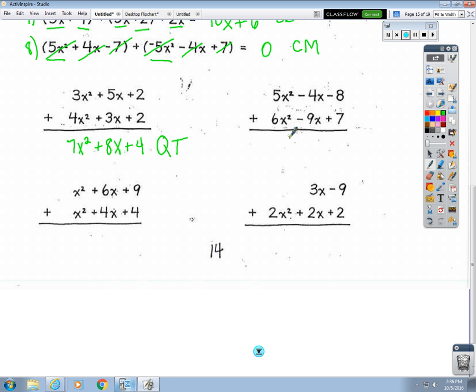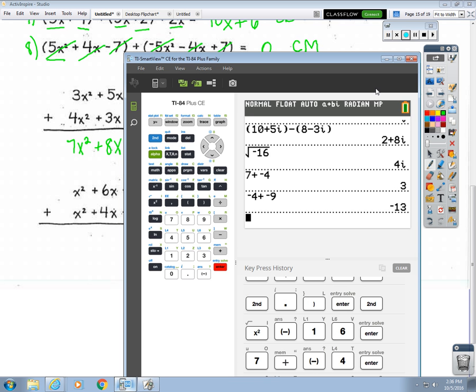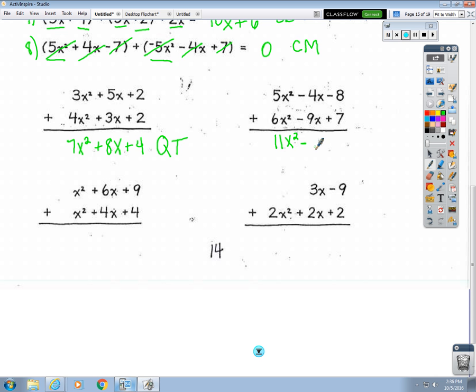Okay, the next one. What do you get when you combine the x squared terms? 11x squared plus 5x. Well, not plus 5x. No. Guys, type it in. Negative 4 plus negative 9. Yep, negative 13. So there's negative 13 x's. And then what's negative 8 plus a positive 7? Negative 1. What do you name it? QT. Okay, I want you to take a minute and go ahead and try these bottom two by yourself.